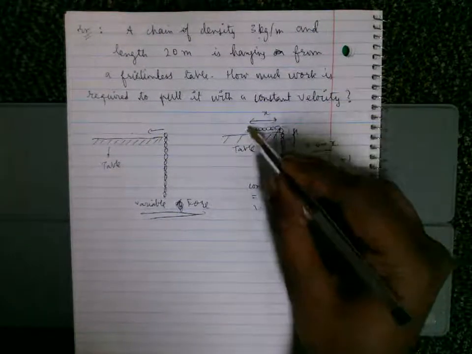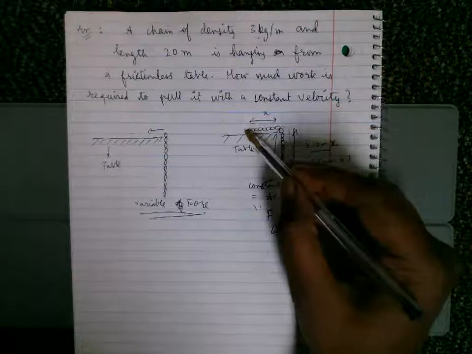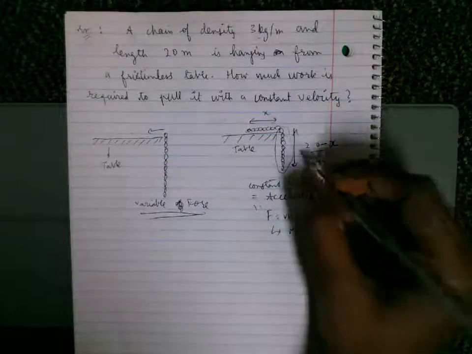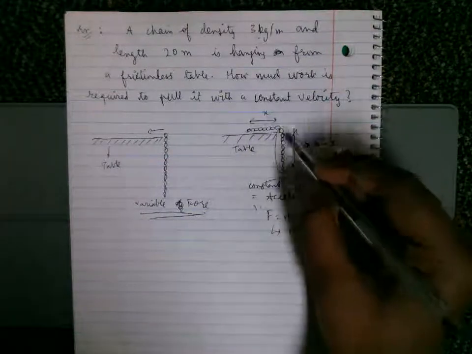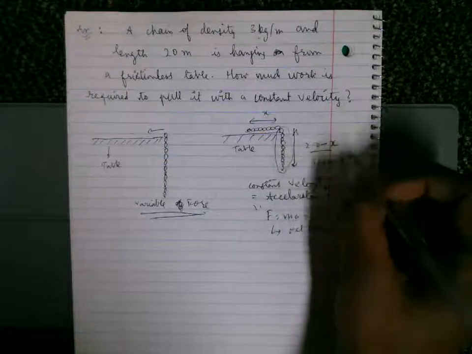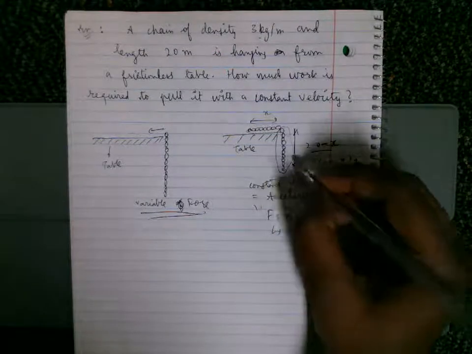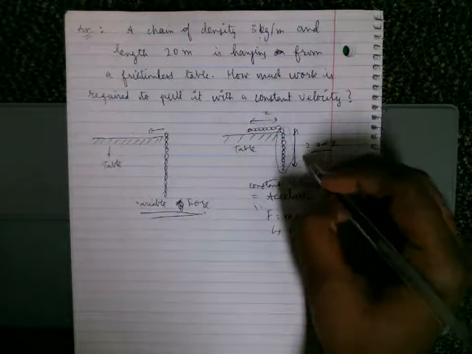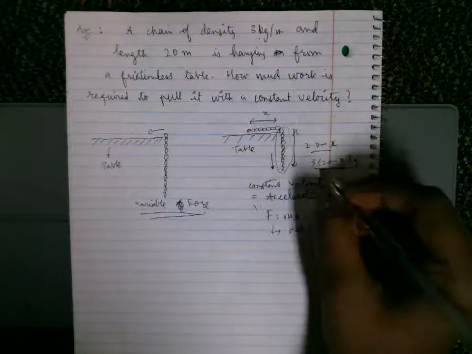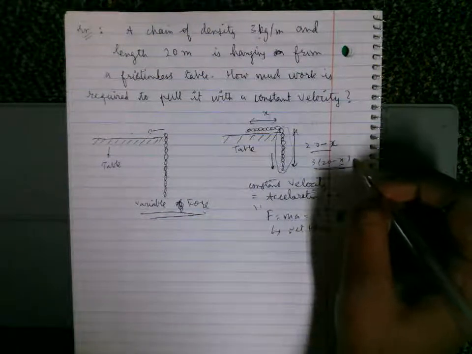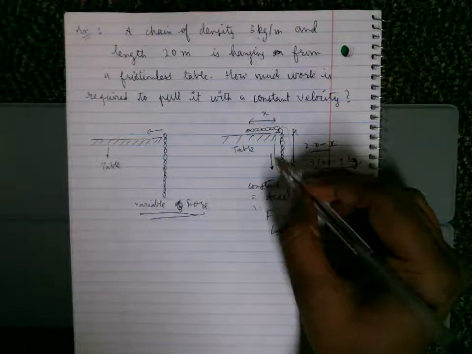So when we are pulling, we need to make sure that we are pulling it with a constant velocity. That means the forces on this chain should be balanced. So this mass is a function of x. As we are pulling, x changes, so the mass of the hanging part of the chain changes, which means the force acting on it due to gravity also changes. The force acting on this is 3 times 20 minus x, which is the mass, times the acceleration due to gravity, denoted by g here. So that is the force acting downward.